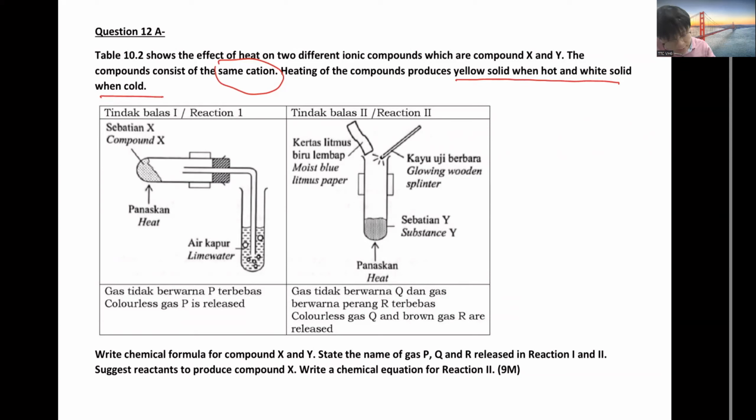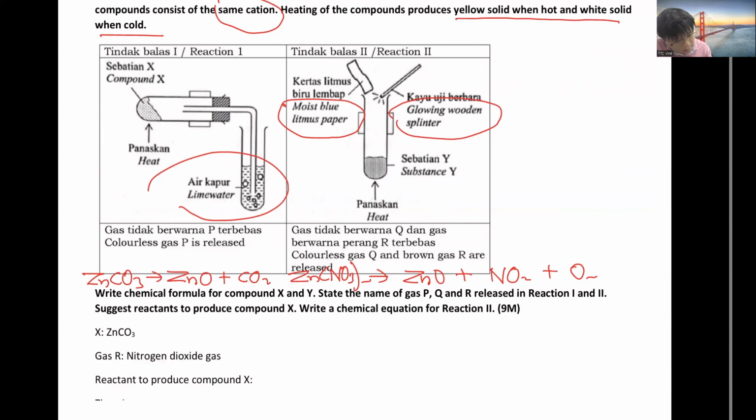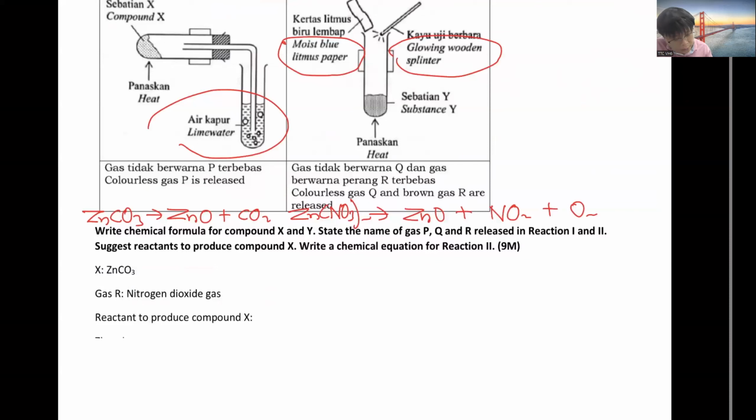Then for the first one, a gas comes out that turns lime water cloudy. So very obvious, this is carbon dioxide gas. So this one should be zinc carbonate. Then for this one, a gas comes out that turns the blue litmus paper red, and a glowing splinter rekindles. So it should be NO2 plus O2. So this chemical originally should be a nitrate. Then you start to explain the reason.